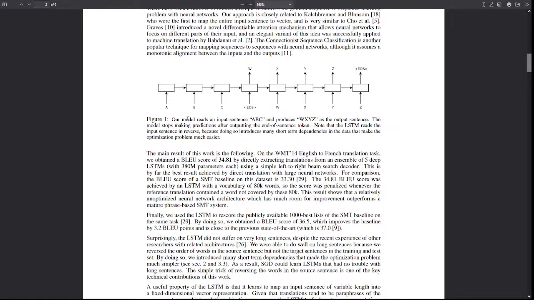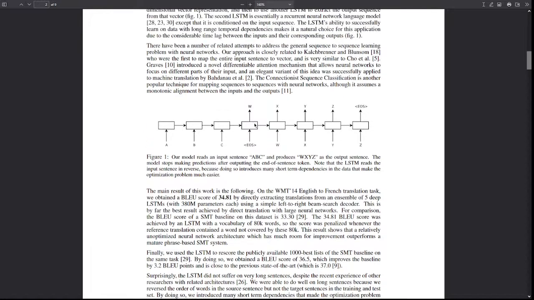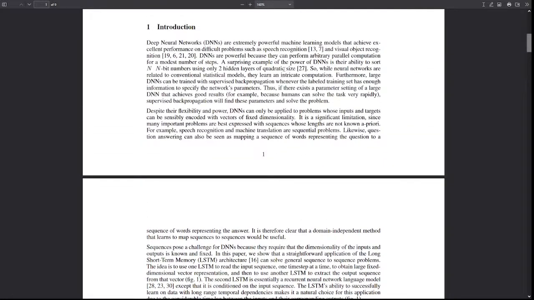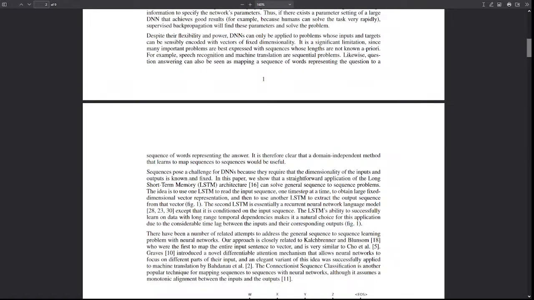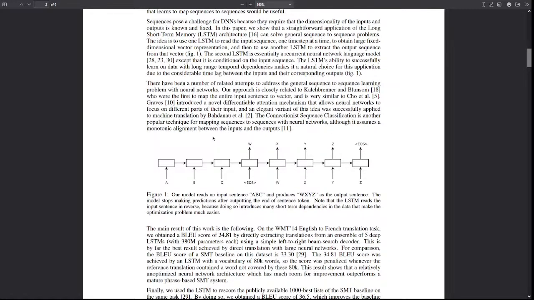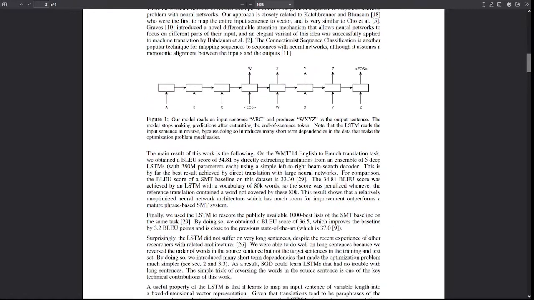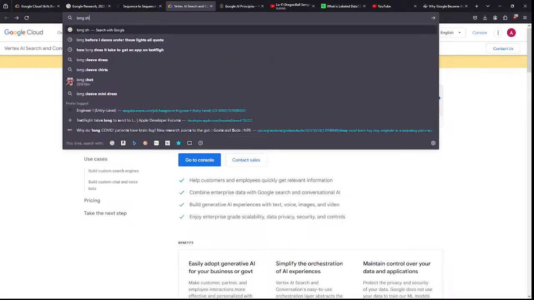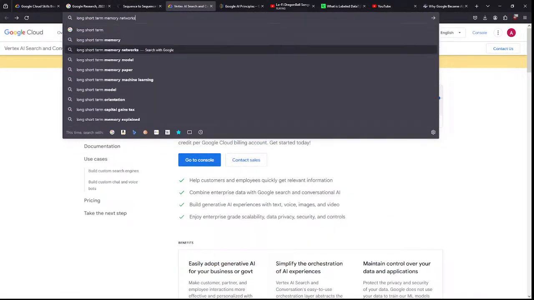Our model reads an input sentence ABC and produces WXYZ. Okay, so this is end of string. The model stops making predictions after outputting the end-of-sentence token. Note that the LSTM, long short-term memory. What the flip? Alright, now let's search long short-term memory architecture.